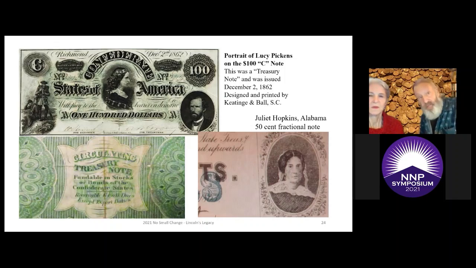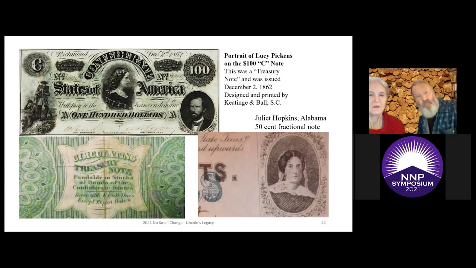Now this lady, a very interesting, lesser known soul, is Juliet Hopkins of Alabama. She was wealthy, but gave almost everything in her life, all of her assets, to the South. For what it's worth, in doing the research, she was the only woman we know of from the South buried with full military honors in Arlington National Cemetery, where she was laid to rest at the age of 90. And one last point, these notes of Lucy had a green tint ink on the back to prevent some counterfeiting.